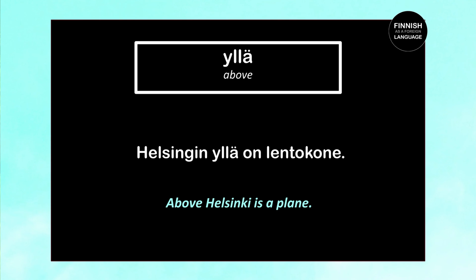Helsingin yllä on lentokone means above Helsinki is a plane. So Helsingin is the genitive case of the city Helsinki, and it's standing here in the genitive case because it's followed by the postposition yllä, which means above. On means is. It's the third person singular of the verb olla, which means to be. And then we have lentokone, which means plane. So let's repeat. Helsingin yllä on lentokone, meaning above Helsinki is a plane.